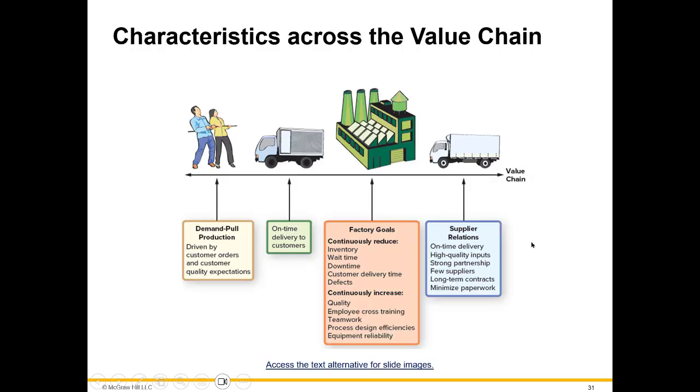So let's talk about how this would work. It's the demand pull production. Okay, this is how many they have ordered, and it requires on-time delivery to those customers. The factory goal means, hey, we've got to reduce all this process time, and we've got to really increase quality. And so we're going to be working through that. Okay, and this requires that the supplier delivers exactly what we need on time, that information is shared, and we have all the information we need in order to have high quality on-time delivery.